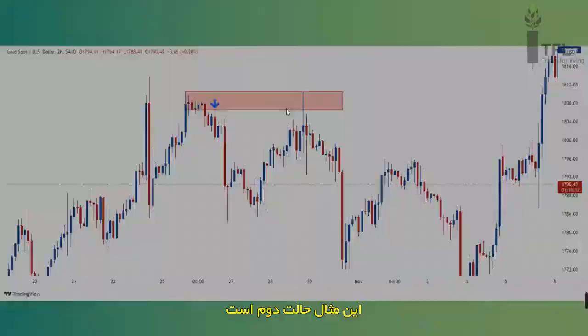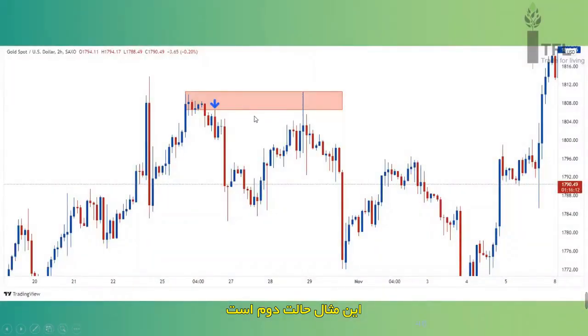All right. So the second type is this one. You can see that at this zone over here, the price did come back and test it, but with a very, very minimum touch on it. So some people may consider it a fresh zone. Some people may consider it a non-fresh zone. It depends on your perspective.